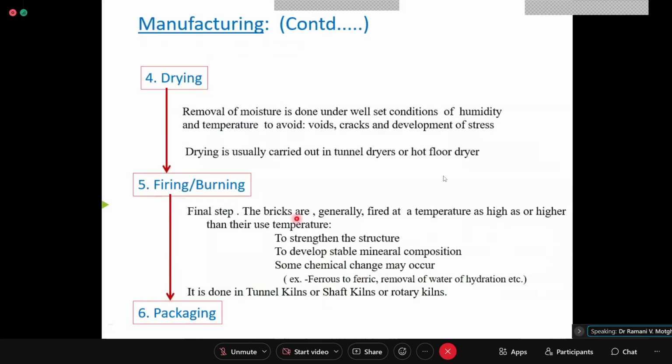Then drying, which is removal of moisture. Drying is usually carried out in tunnel dryers or hot floor dryers. Firing, burning, is the final step. The bricks are generally fired at a temperature higher than their use temperature. So it develops strength, vitrification, and a stable mineral composition. Some chemical change may occur, ferrous or ferric, like removal of water of hydration, etc. It is done in tunnel kilns or shaft kilns or rotary kilns. Then packaging.